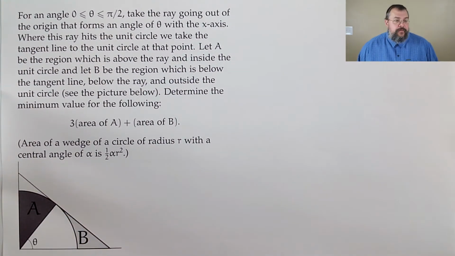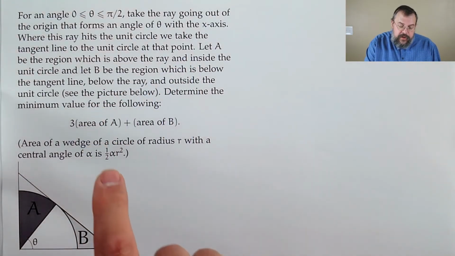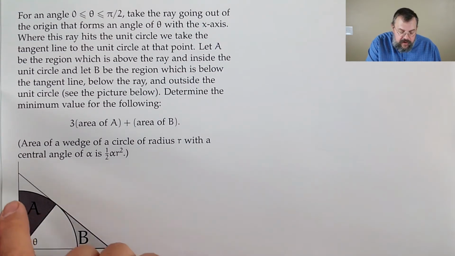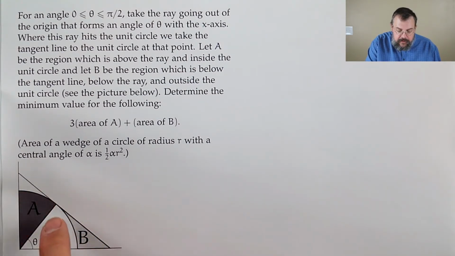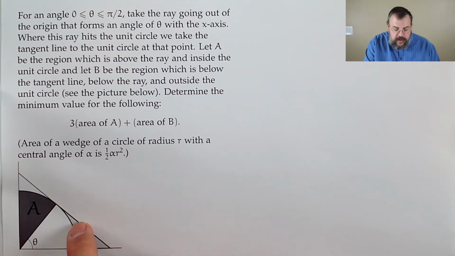So, for an angle theta, where it goes between 0 and pi halves, take the ray going out of the origin that forms an angle of theta with the x-axis. So here's where theta is in the picture. And the ray hits the unit circle. So this part right here, this is the unit circle. Okay, so where that ray, so here's the ray coming out, we draw a tangent line.